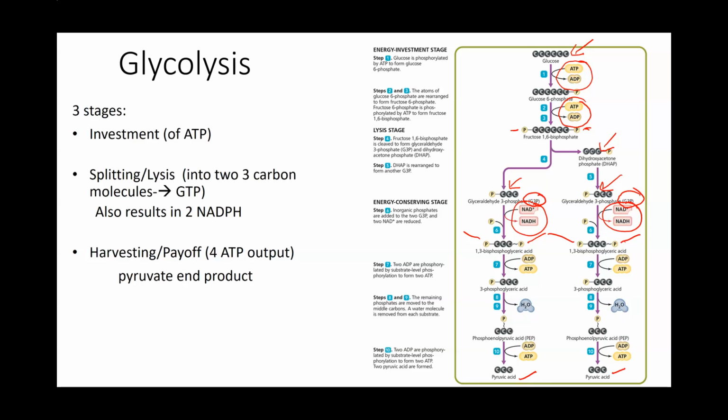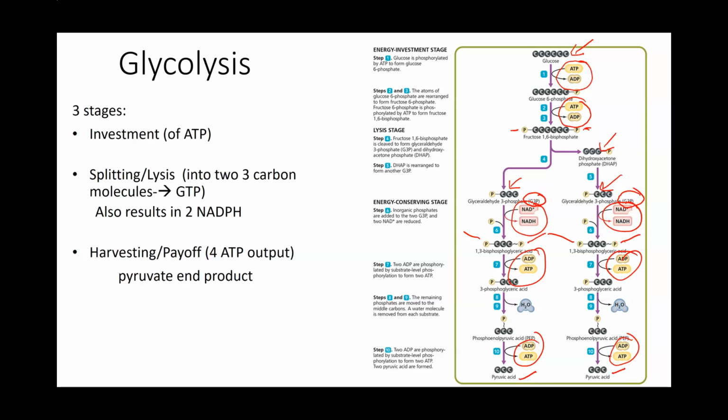In the final harvesting stage of glycolysis, all 4 of the phosphates present on the 3-carbon molecules will be transferred to ADP molecules to produce ATP. Because both of these 3-carbon molecules can donate 2 phosphates to 2 ADP molecules to make 2 ATP molecules, the sum total of ATP made will be 4. 1, 2, 3, 4.